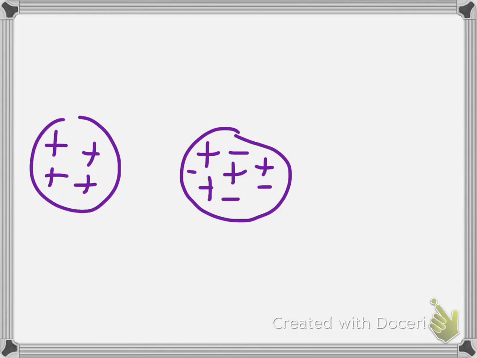Now, we come back to this one. If we bring this object near this neutral object, okay, it's going to force all these electrons to move as far away as possible from this charged object.